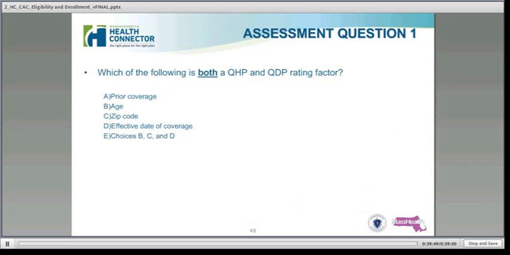Paper submissions, similar to today, the applicant will physically sign the enrollment form and the terms and conditions, and once signed, both forms are sent to the Health Connector. They can be faxed, they can be mailed, or they can be brought in person for both the qualified health plan and the qualified dental plan.